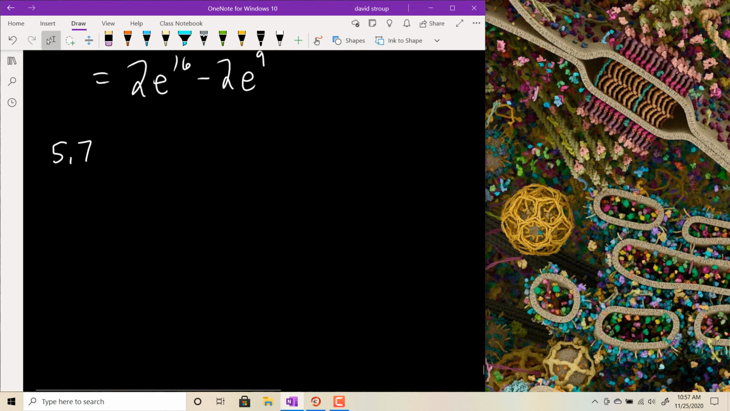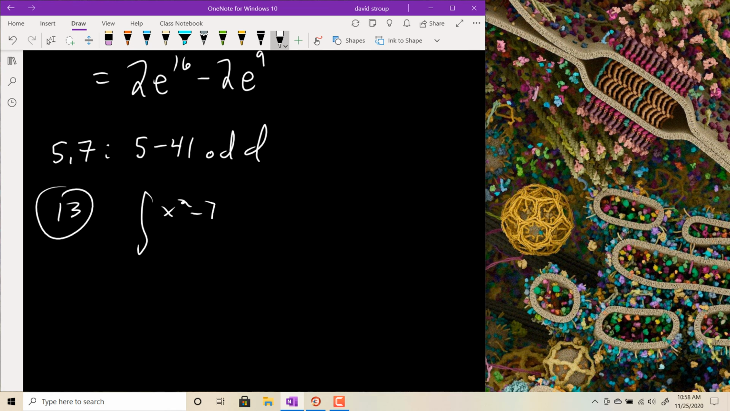Then we'll skip the numerical analysis, just leave that for homework, and go into 5.7, which is the logarithm stuff. So I'm thinking of problems like 5 to 41 odd. And let's take a look. So I have, let's try 13. That looks interesting. X squared minus 7 all over 7x.